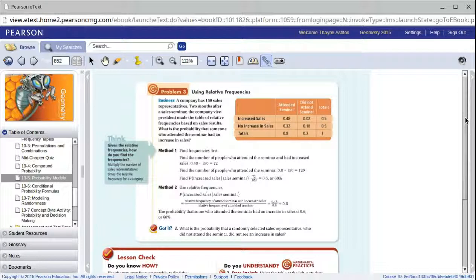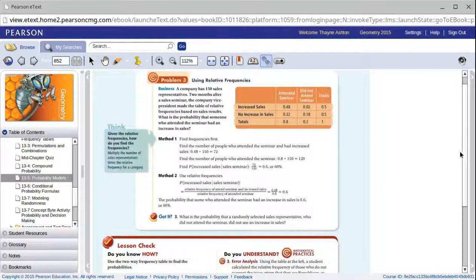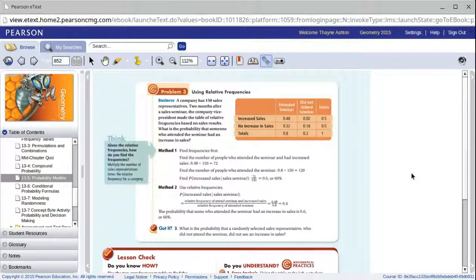Okay, now we're going on to problem 3. This one is about using relative frequencies. Let me read it to you. A company has 150 sales representatives. Two months after a sales seminar, the company vice president made the table of relative frequencies based on sales results. What's the probability that someone who attended the seminar had an increase in sales? This is another one that looks pretty complicated. The values don't seem right, and that's because they've all been reduced by about a scale factor, you could say. They're all expressed sort of as a percentage here. So that means there are a couple different ways of solving this.